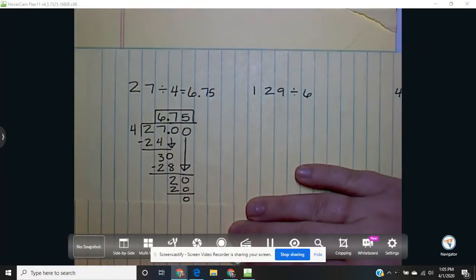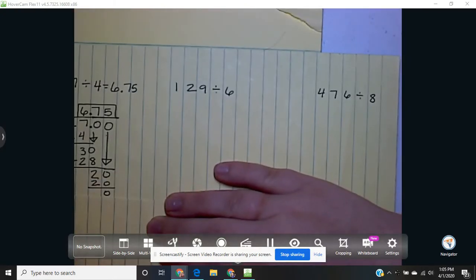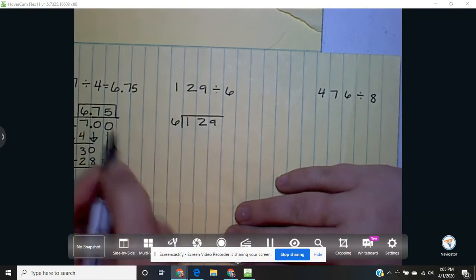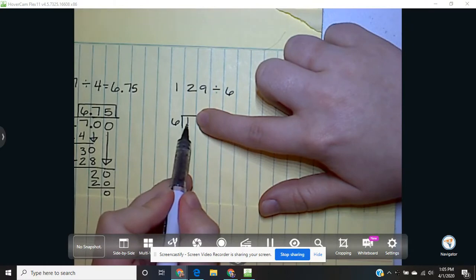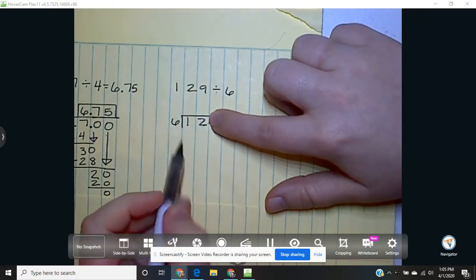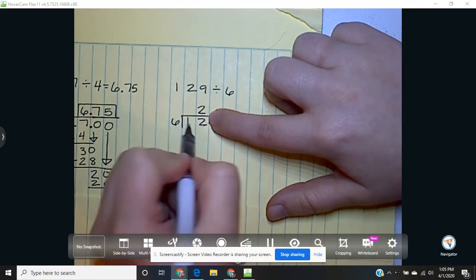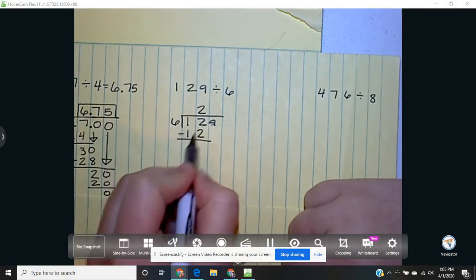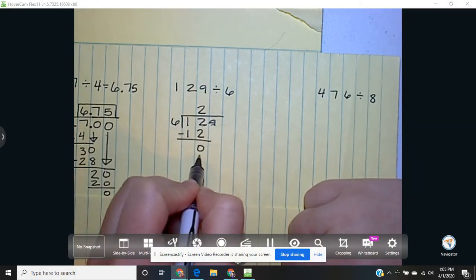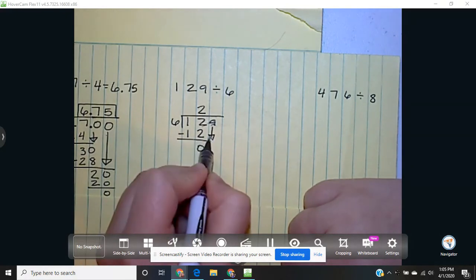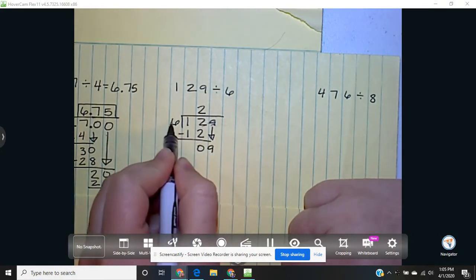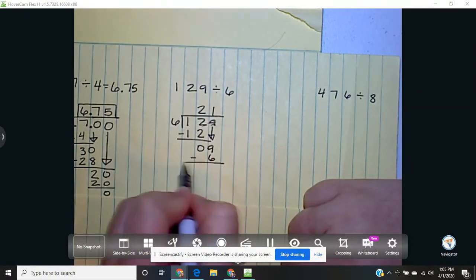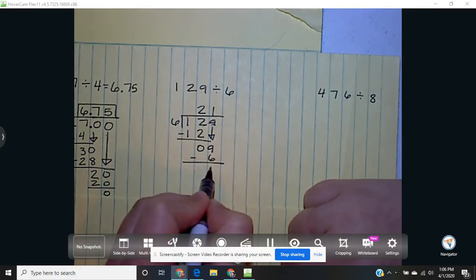Moving on to the second question. 129 divided by 6. 6 cannot go into 1, but 6 can go into 12. And 6 times 2 is 12. Forgive all the smudges, I'm sorry. 12 minus 12 is 0, but I'm not done. I still have another place value that I need to bring down. How many times can 6 go into 9? Once, and 1 times 6 is 6.